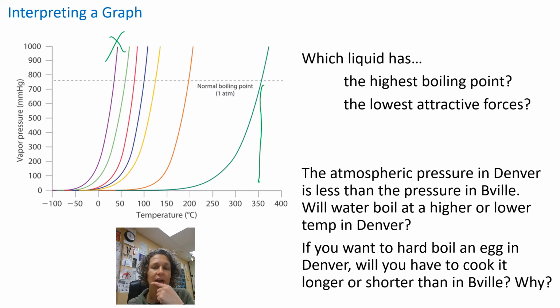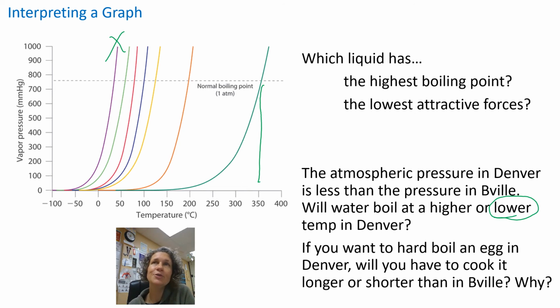Will water boil at a higher or a lower temperature in Denver? Because there is always less atmosphere, or pressure, in Denver than there is in Bartlesville, water will boil at a lower temperature because it's easier to build up that pressure with less pressure on top of the water. I did not say that very well, but think about it.